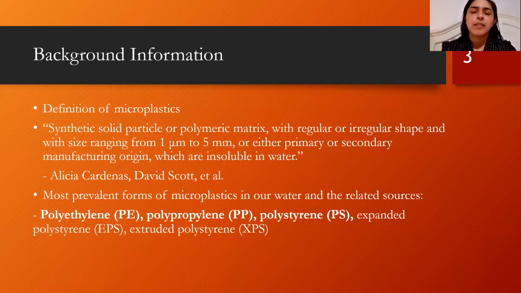They are worn down by environmental factors such as UV light, high temperatures, or, lucky for me, the motion of waves. The most prevalent forms of microplastics that I want to focus on in my research include polyethylene, polypropylene, and polystyrene, which are sourced by most plastic containers and everyday household items. However, there are other forms such as expanded polystyrene and extruded polystyrene, which typically come from insulation material or packaging material and are slightly less dense than the other 3 forms.